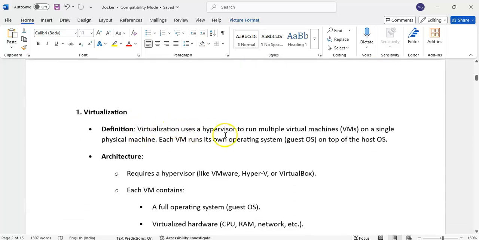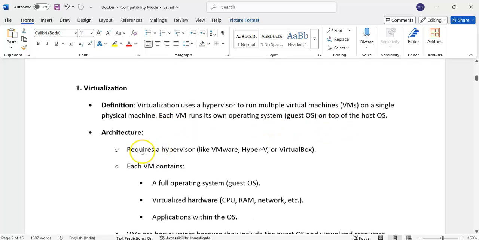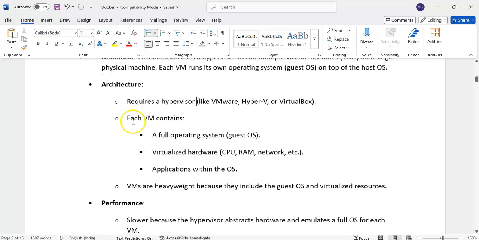A virtual machine uses the hypervisor to run multiple virtual machines on a single physical machine. Each VM runs its own operating system on top of the host OS. Again, it will create its own operating system on top of the host OS. It requires a hypervisor like VMware, Hyper-V, or VirtualBox. These are all used to create the virtual machines.